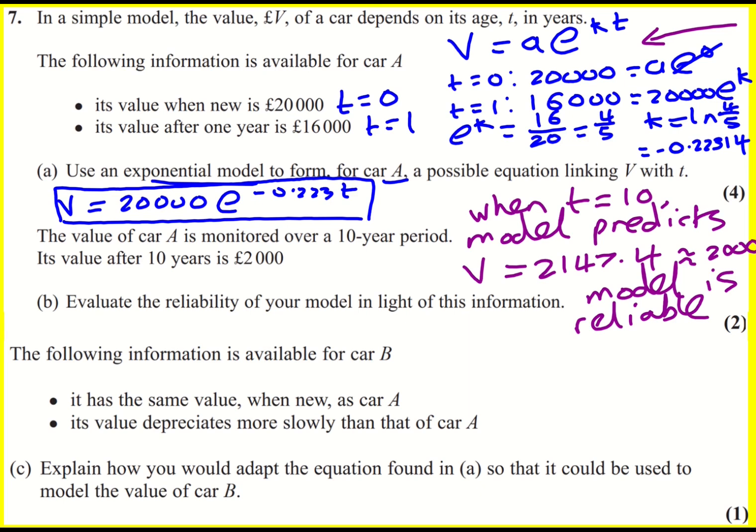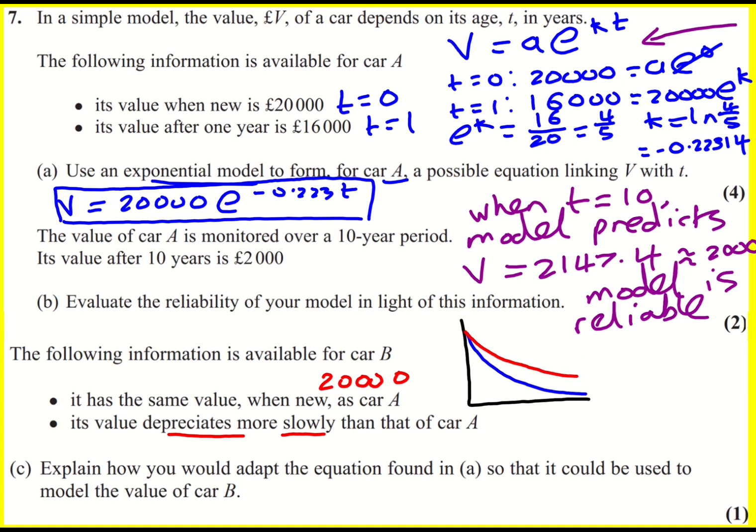We then got another car, B, and we're told it has the same value when new as car A, so that's 20,000, but the value is depreciating more slowly. So just a little sketch of what is going on here. Okay, so car A is looking a bit like this, and we want to come up with an equation for this new model. That's an exponential decay, by the way. Same starting value, but it's going down more slowly.